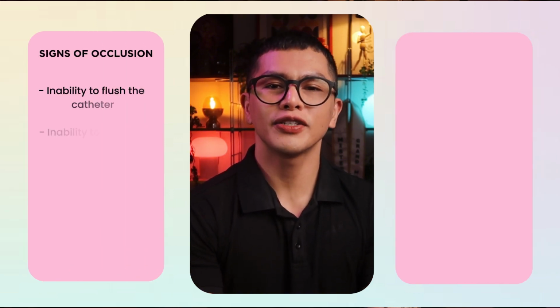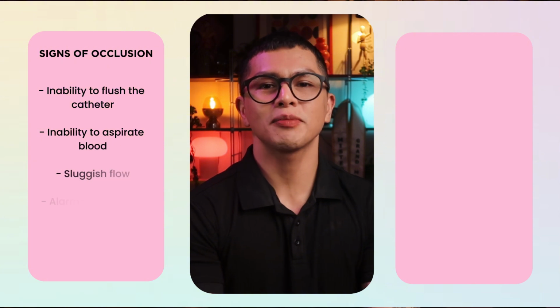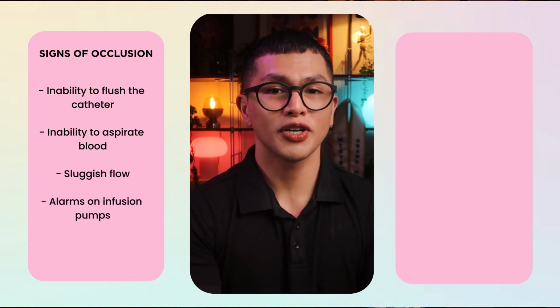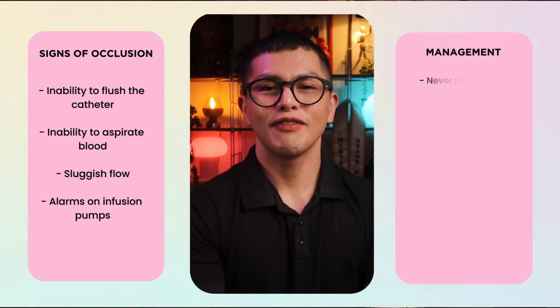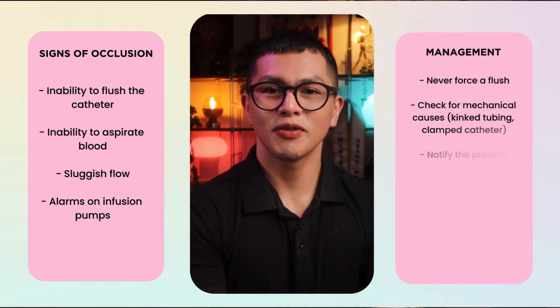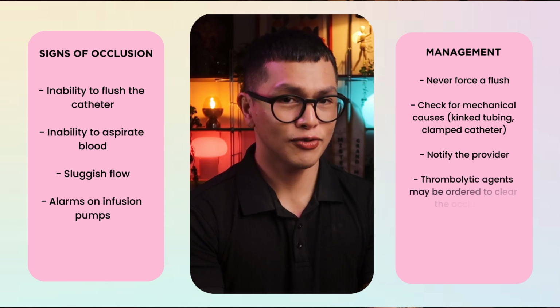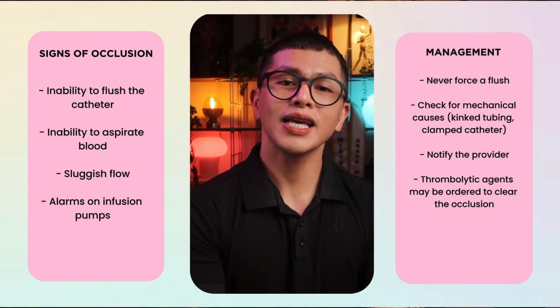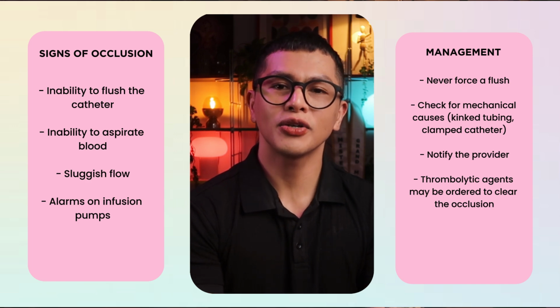Signs of occlusion include inability to flush the catheter, inability to aspirate blood, sluggish flow, alarms on infusion pumps. Management. Never force a flush. Check for mechanical causes: kinked tubing, clamped catheter. Notify the provider. Thrombolytic agents may be ordered to clear the occlusion.